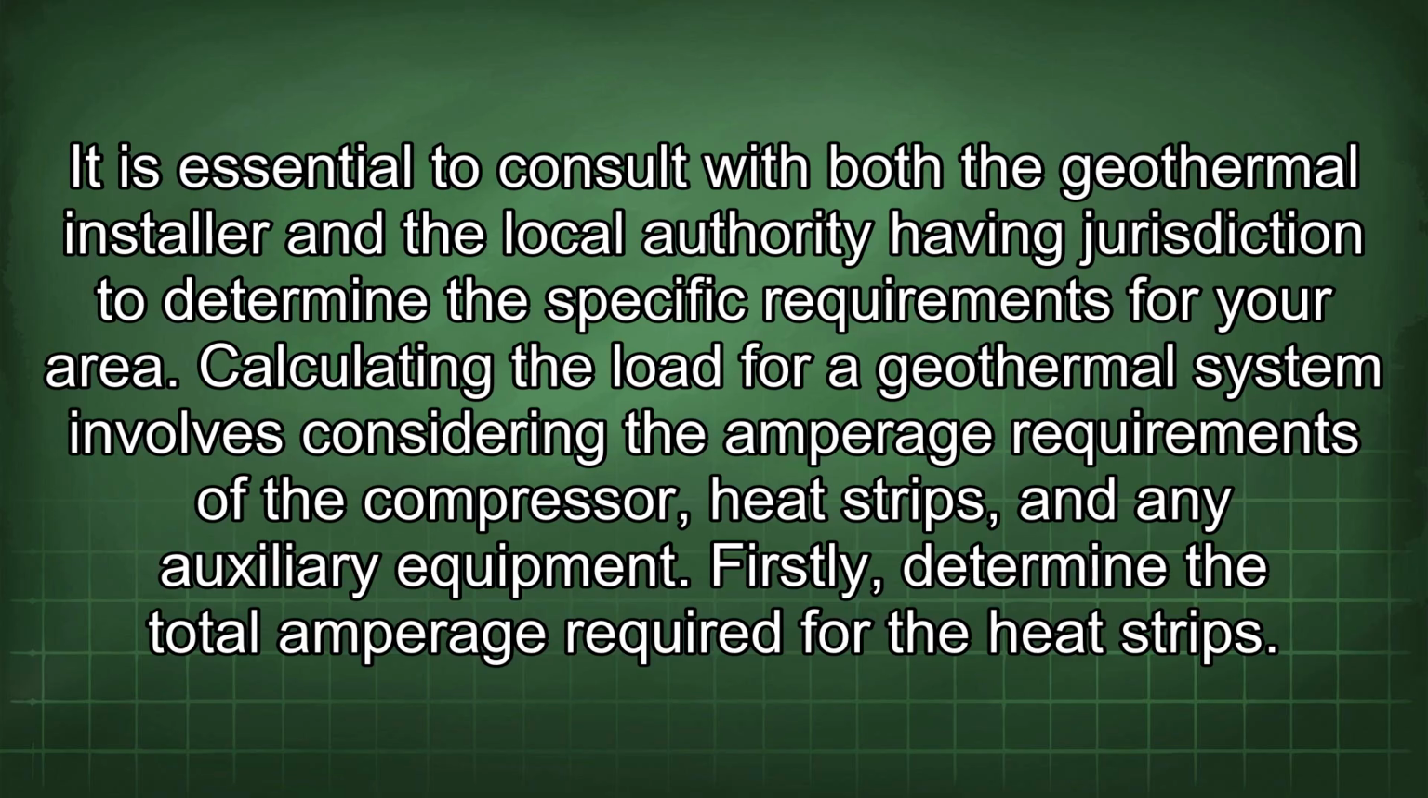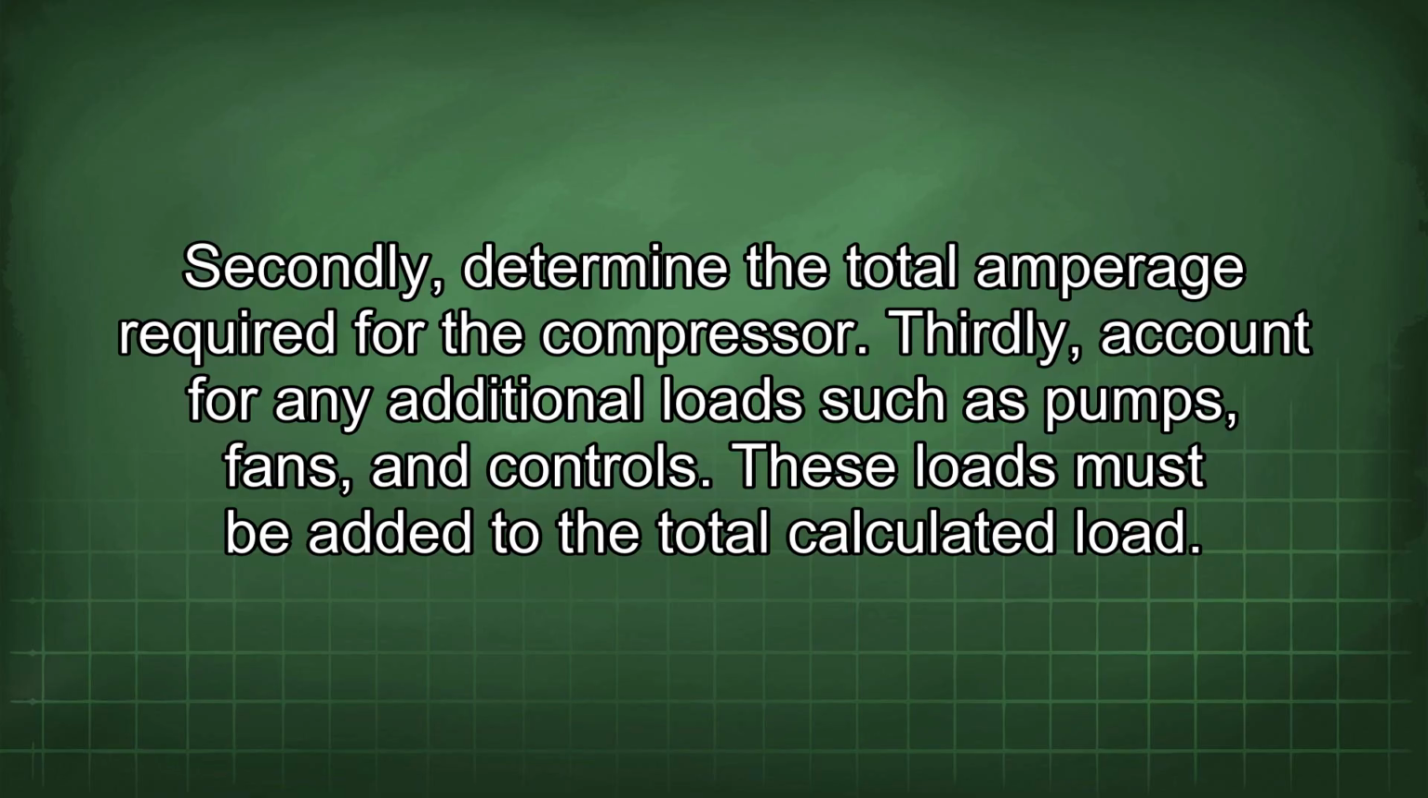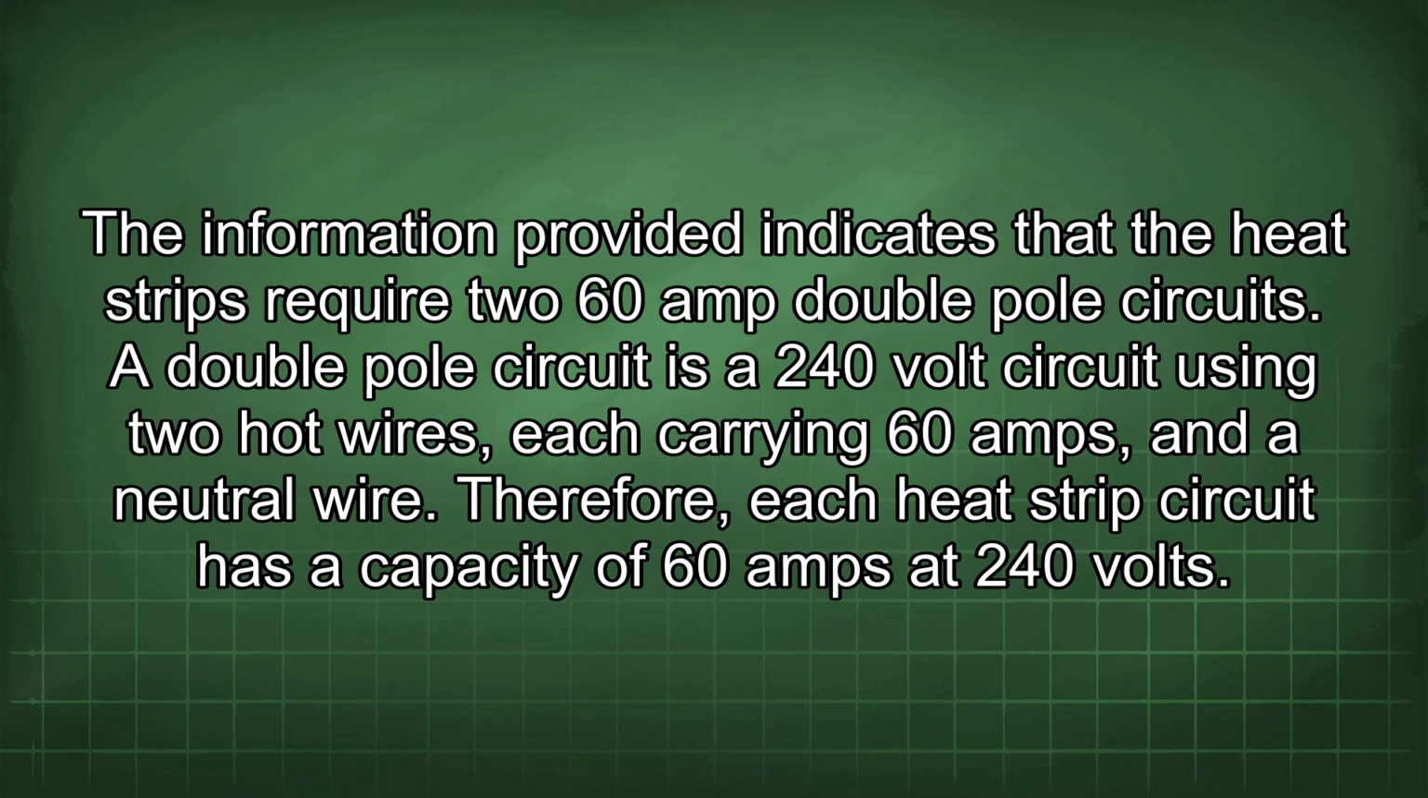Firstly, determine the total amperage required for the heat strips. Secondly, determine the total amperage required for the compressor. Thirdly, account for any additional loads such as pumps, fans, and controls. These loads must be added to the total calculated load. The information provided indicates that the heat strips require two 60-amp double pole circuits. A double pole circuit is a 240-volt circuit using two hot wires, each carrying 60 amps, and a neutral wire. Therefore, each heat strip circuit has a capacity of 60 amps at 240 volts.